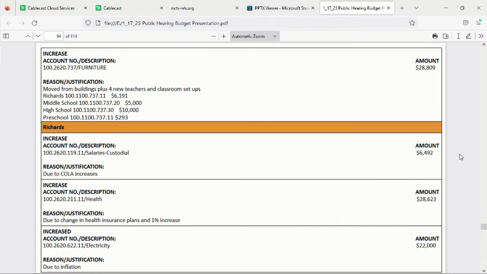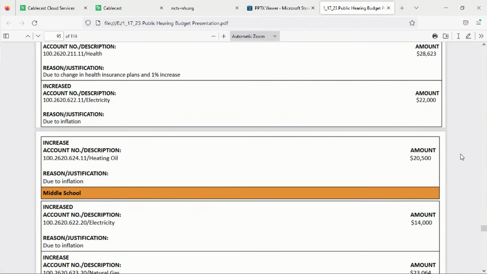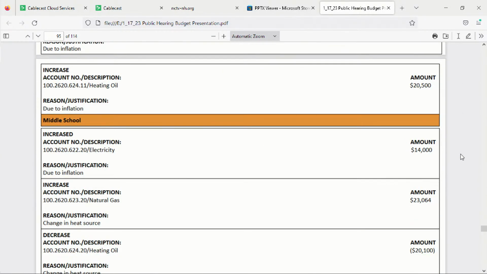And then when we get into buildings individually, Richards, the custodial staff, which is the COLA increase for the staff of Richards from facilities. And then you can see the health insurance increase, and then electricity. Good old electricity is $22,000 for Richards due to inflation. And then heating oil for Richards is due to inflation, which was $20,500. There is no propane there, so that is currently not an option, but it's one that we are working on.